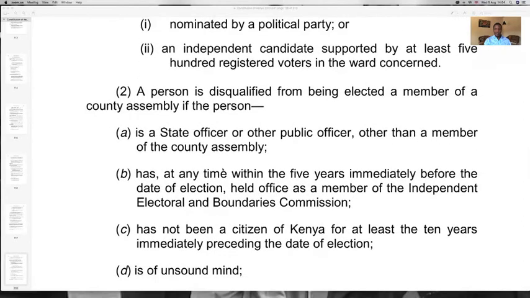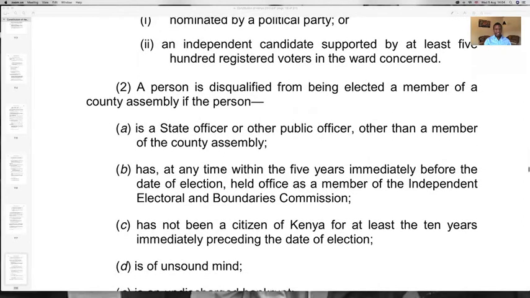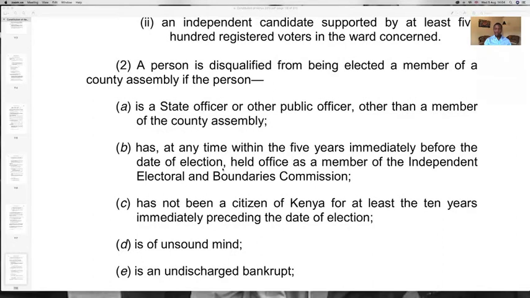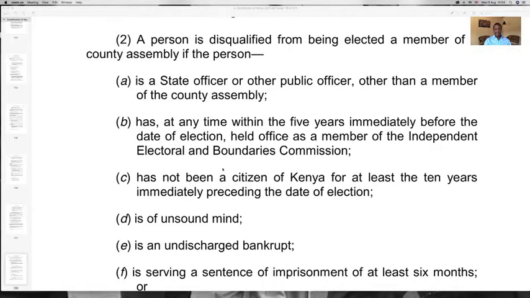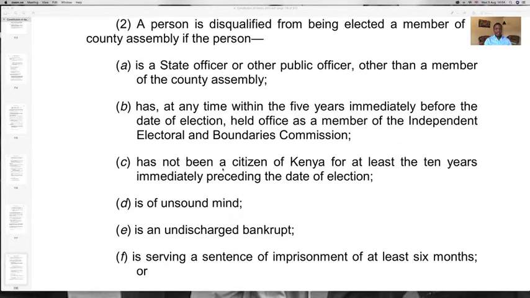And a person is disqualified from being elected as a member of the county assembly if the person is a state officer or other public officer other than a member of the county assembly. So if you hold any other state office or public office, you are disqualified from being elected as a member of the county assembly. Or if you have at any time within the 5 years immediately before the date of the election held office as a member of the IEBC.